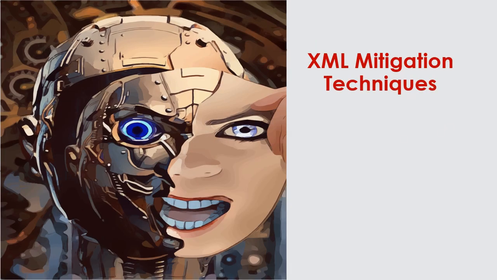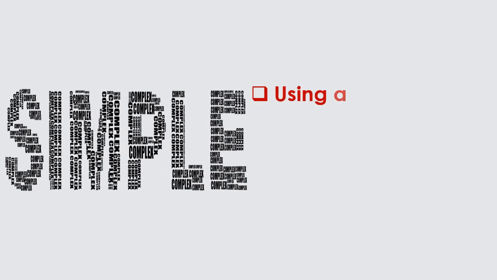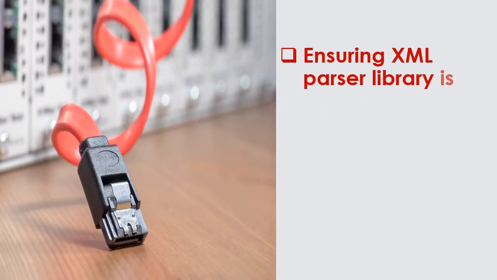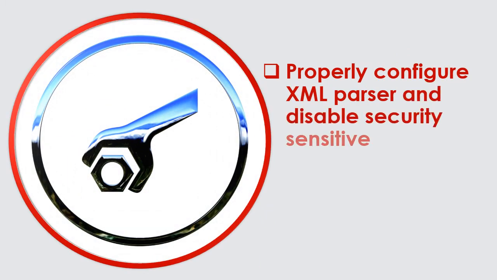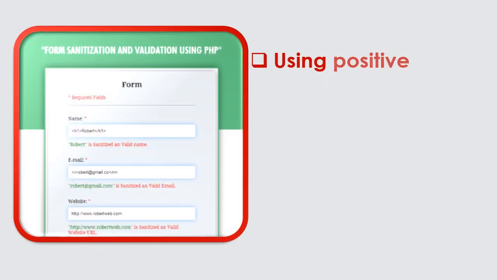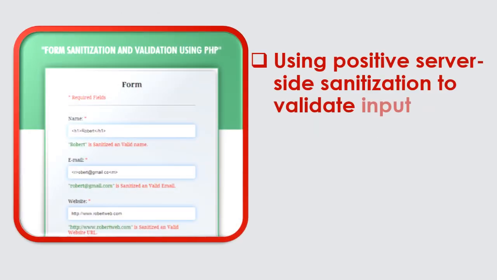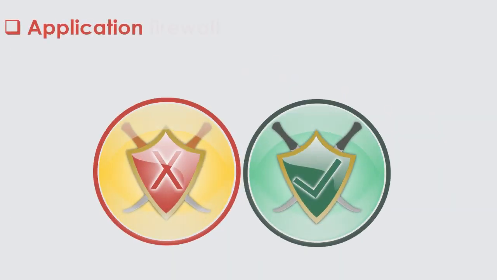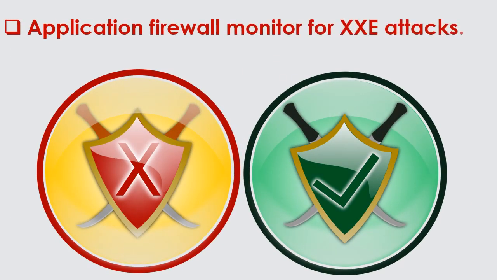XML mitigation techniques: using a less complex file format, ensuring the XML parser library is current, properly configuring the XML parser and disabling security-sensitive options, using positive server-side sanitization to validate input and prevent malicious code, and using an application firewall to monitor for XXE attacks.